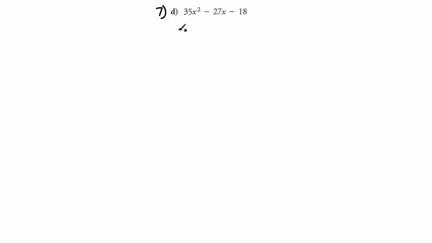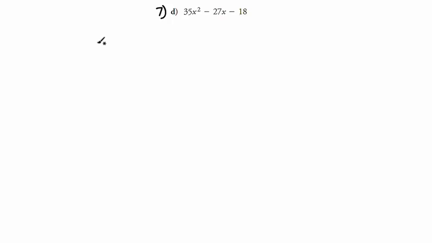Now in 7D, we have a pretty difficult expression to factor simply because these numbers are big. And we can't factor anything from the beginning. We can't factor a 2 or 3 because of 35, minus 27, and minus 18. There's nothing we can factor that will help us make this expression simpler to factor.